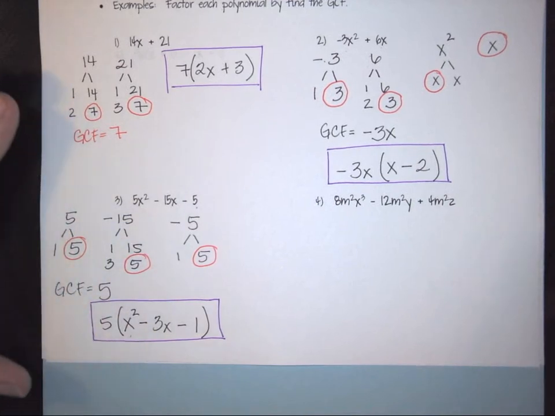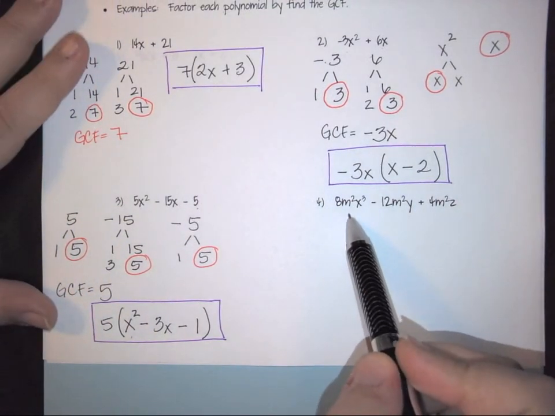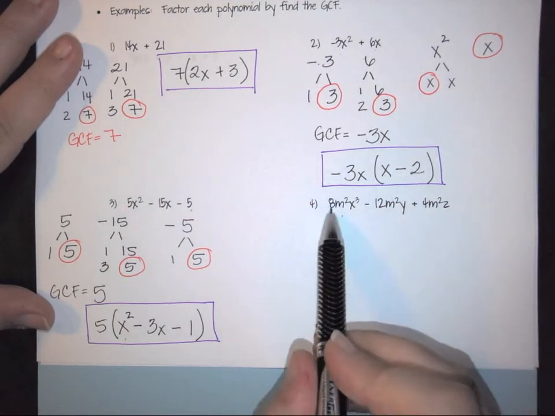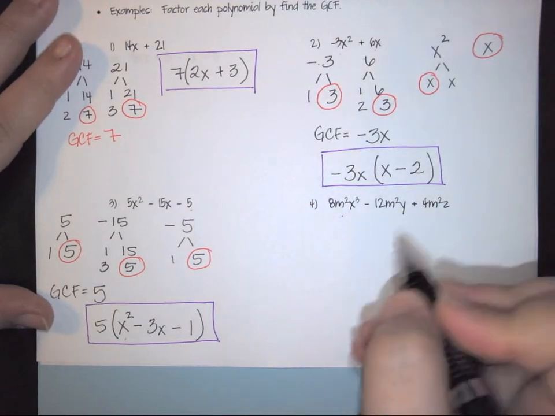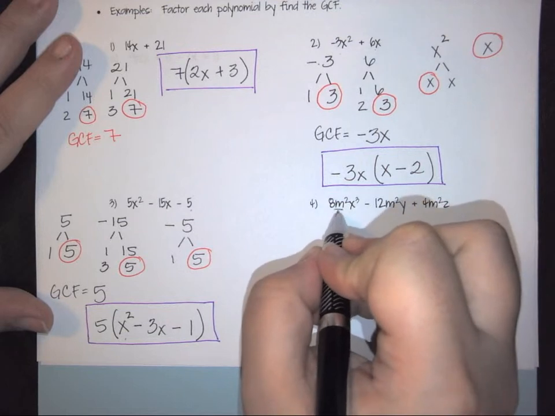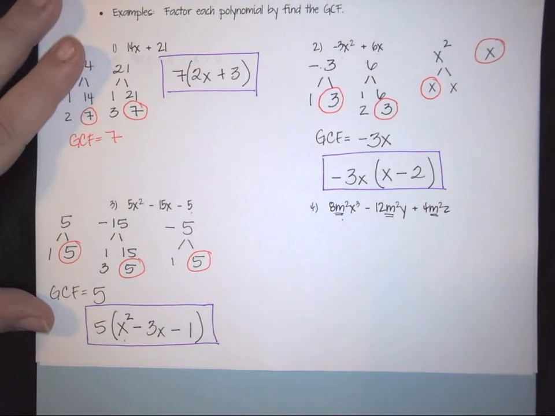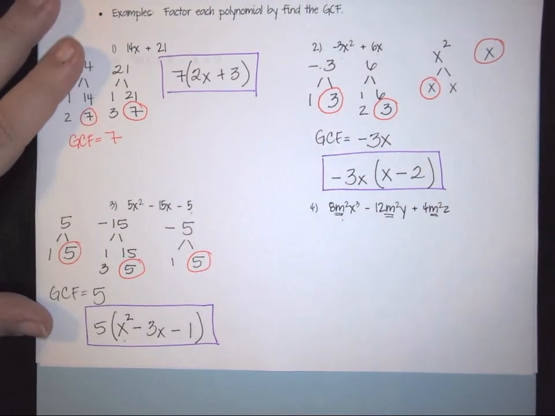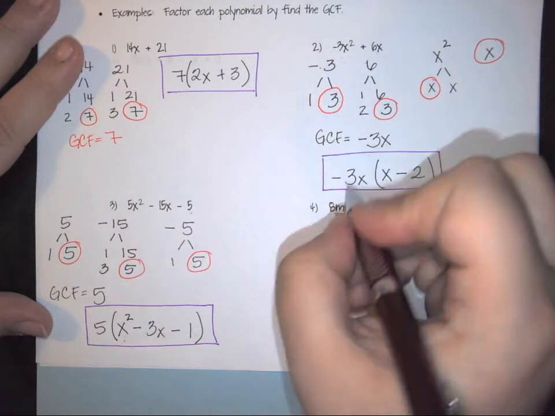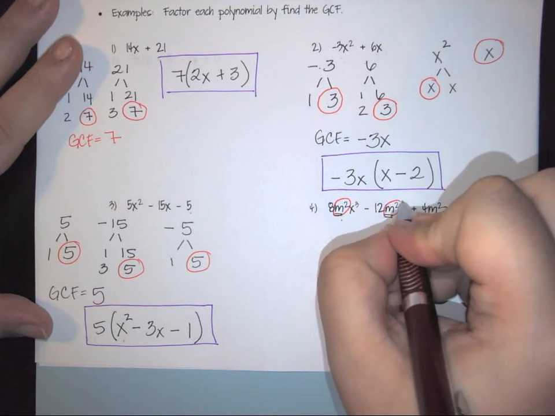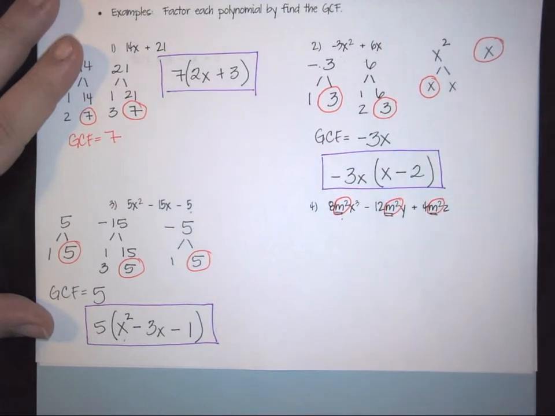Okay, let's look at it again. Here I have 8m squared x cubed. So first of all, when I'm looking at all of these, one of the things I notice is that I have this m squared in all of my terms. So I automatically know part of my GCF is going to be to pull out this m squared term right here because it shows up in all 3 of them identically.